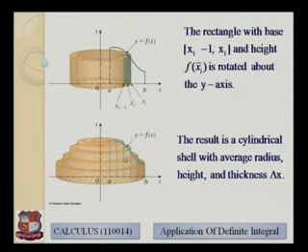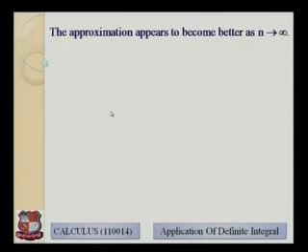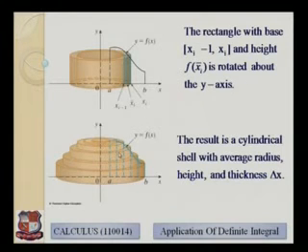The thickness between these two strips is delta x, and the average radius, about this axis, will be x, as we are rotating this solid about the y axis. So this portion represents the radius. Finally, the approximation becomes better as n tends to infinity. So the concept is that we have to take the summation of all such strips.